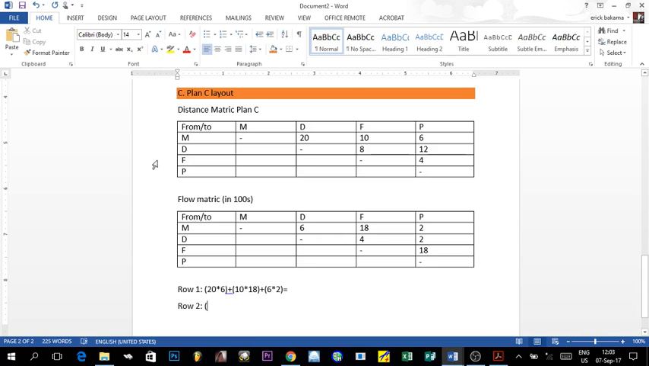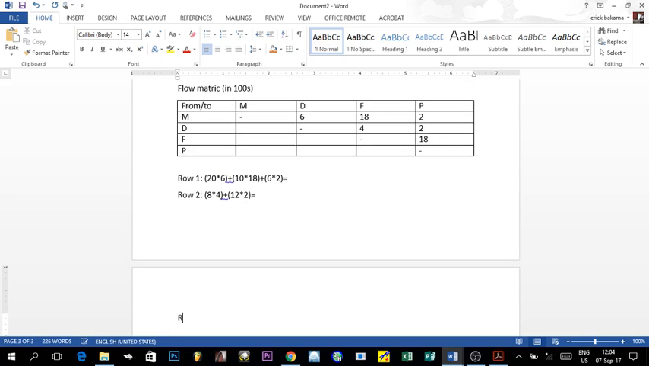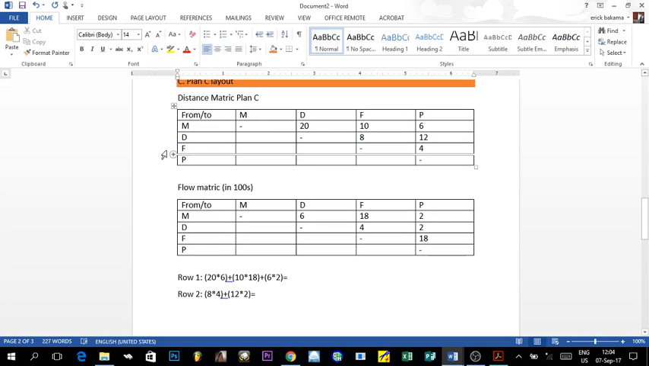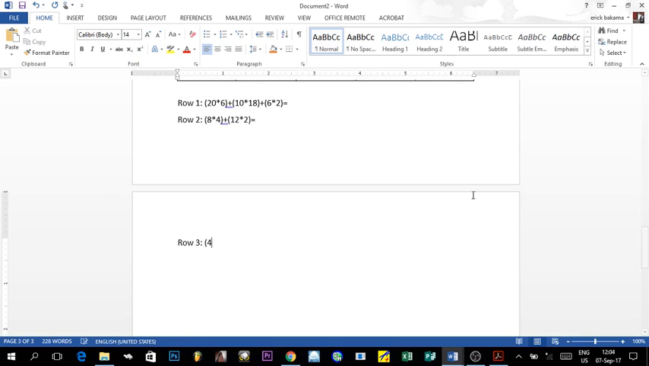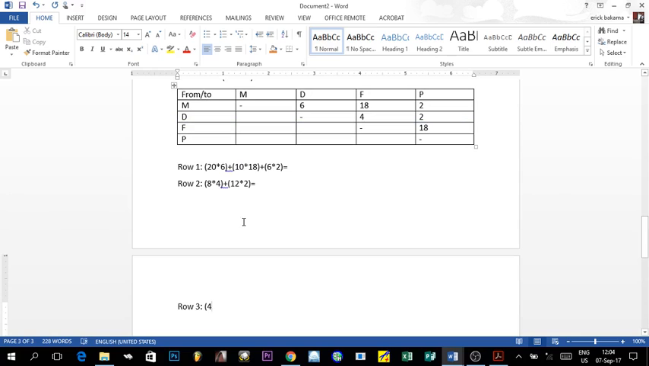Row 2, we have the distance between D and F, which is 8, and number of units between D and F is 4, so we have 4 here, plus D and P, the distance is 12, and then the number of units for DP is 2, which is equal to a value, and we have row 3 here. Row 3 is from F to P, we have 4. The number of units that are moving from F to P, we have 18, and a value of 18 here.